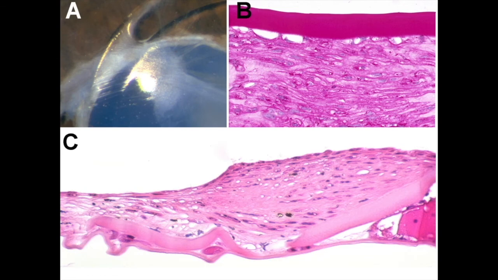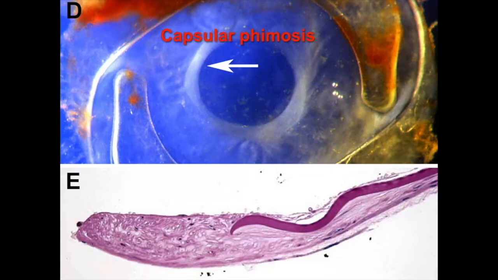Similar things can happen after extracapsular surgery. It's an example of capsular fibrosis. We see the lens epithelial cells surrounded by the basement membrane capsules, and a plaque of collagen on the anterior lens capsule in the vicinity of the capsulorhexis. This is an example of capsular phimosis with the corresponding histopathology below.